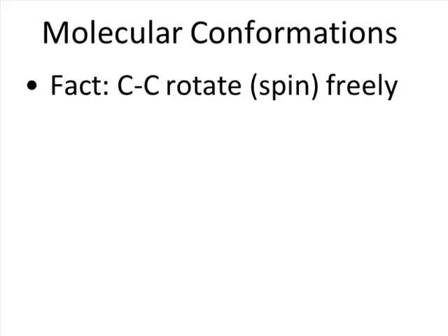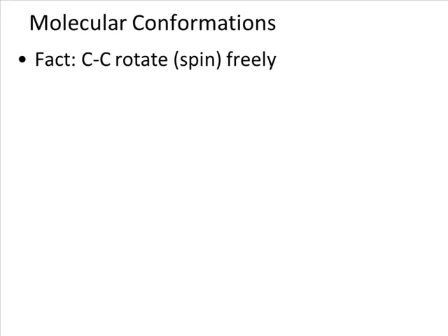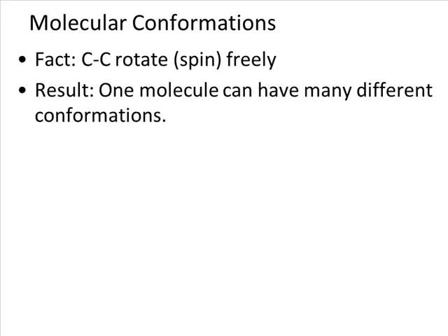This means that when you have a molecule that has one or more carbon-carbon bonds, the atoms connected by those bonds are able to rotate. They're able to change conformations. The result of this is that the more single bonds that are present in a molecule, the more conformations that molecule can take. Let's look at some models to understand how this happens.